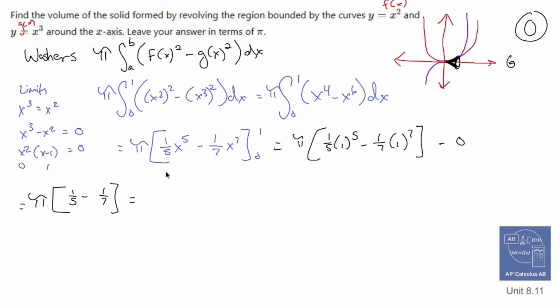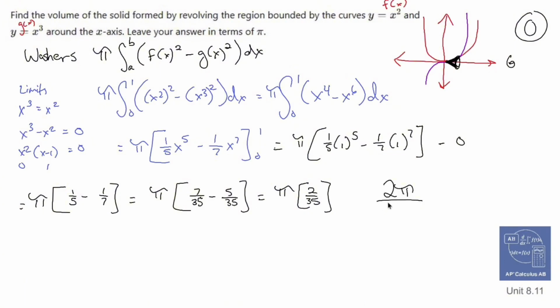Now we have 1/5 minus 1/7, so let's multiply the top and the bottom by 7 and 5 respectively. Well, 7/35ths minus 5/35ths is going to be 2/35ths, and 2/35ths times pi is 2 pi over 35.